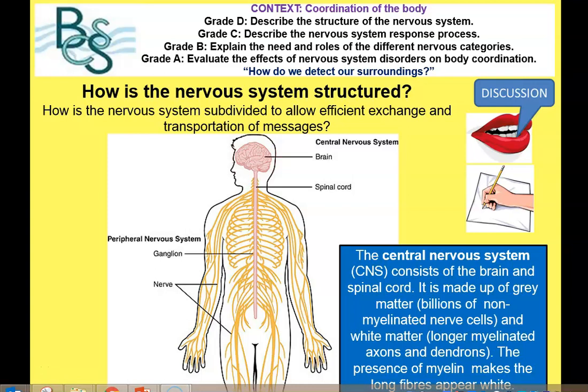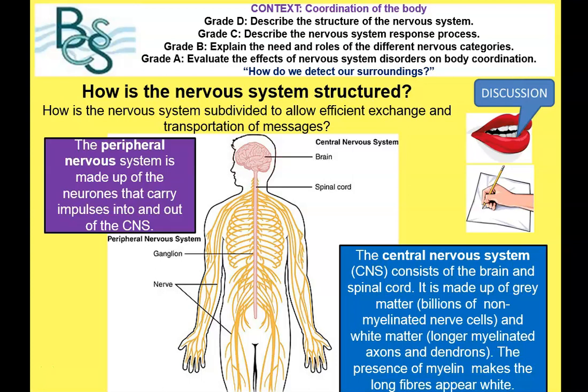In mammals, the nervous system is split into two main regions. The first region is called the central nervous system, and that consists of the brain and the spinal cord. And then the other region is referred to as the peripheral nervous system, and that's all the other neurons inside the body.